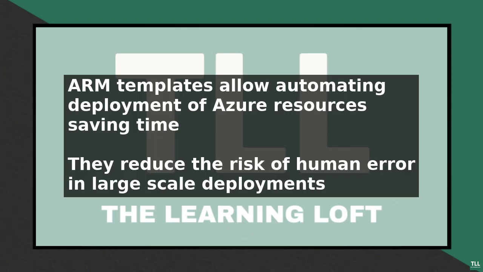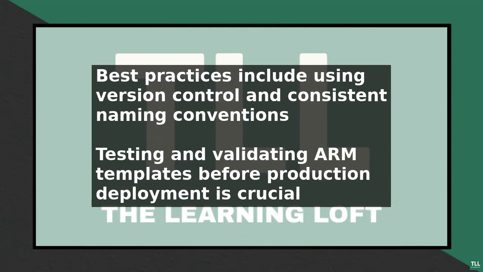Best practices. To get the most out of Azure Synapse ARM deployment, follow these best practices. First, use a version control system such as Git to manage your ARM templates. This allows you to track changes and collaborate with team members. Second, use a consistent naming convention for your resources and templates. This makes it easier to identify and manage resources. Finally, test and validate your ARM templates before deploying them to production.